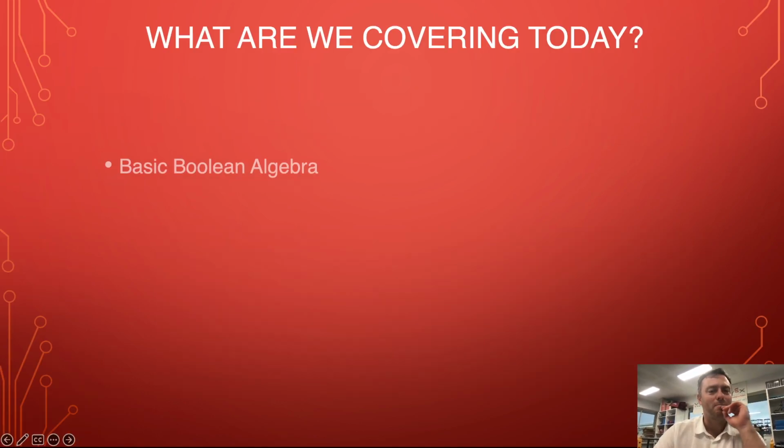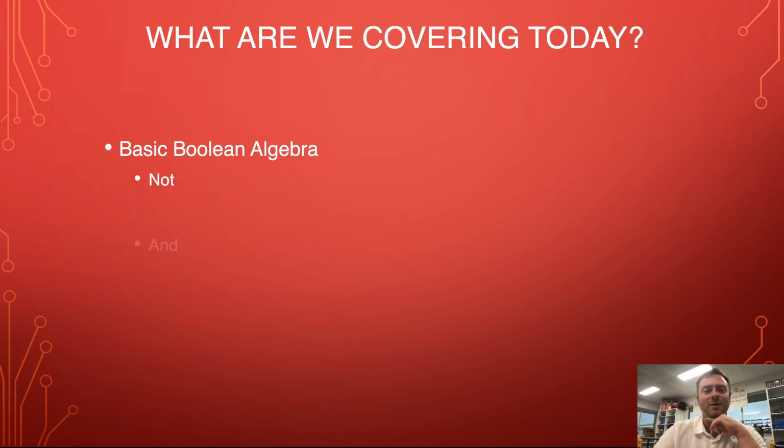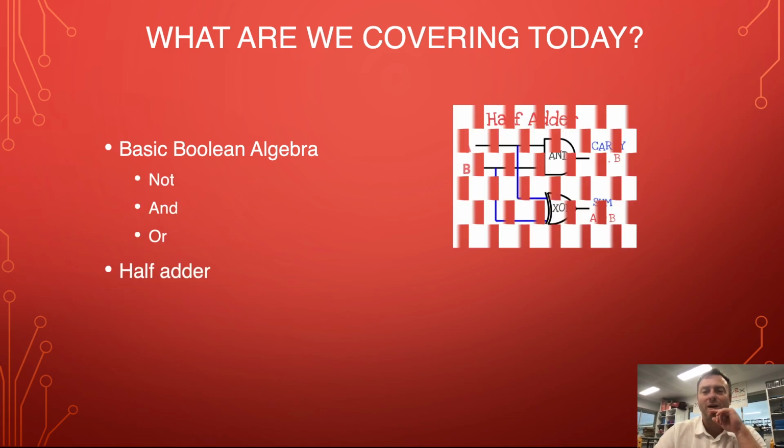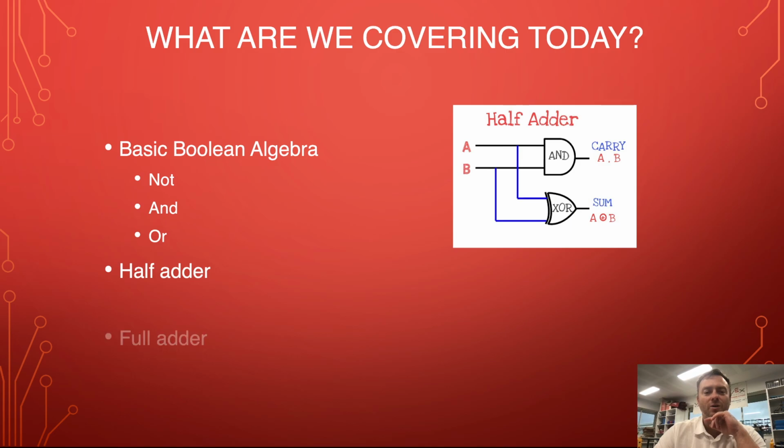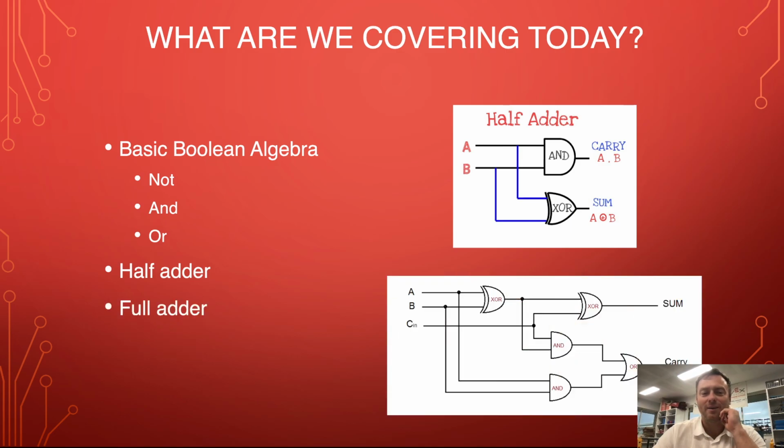What we're going to cover today is some basic Boolean algebra, so the NOT, the AND, and the OR. We're then going to go through a half adder, and then we're going to go through the big dog, the full adder. A half adder basically has an AND gate and an XOR gate with A and B as the inputs for the numbers, so either 1 or 0, and then gives you a sum and a carry, which hopefully we'll see.